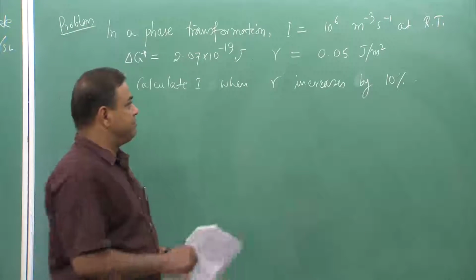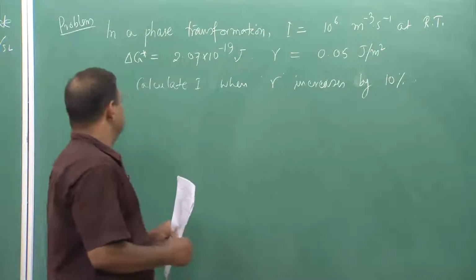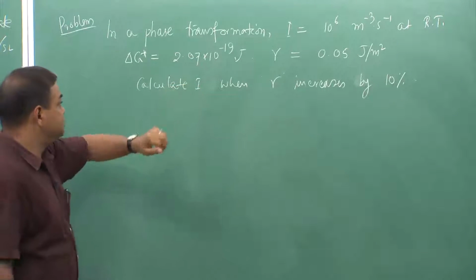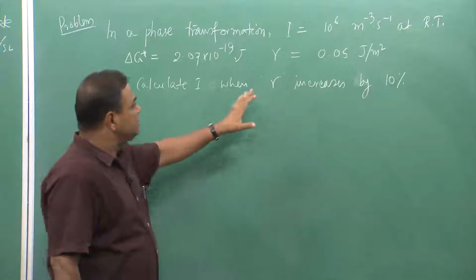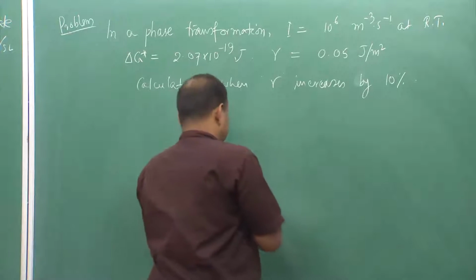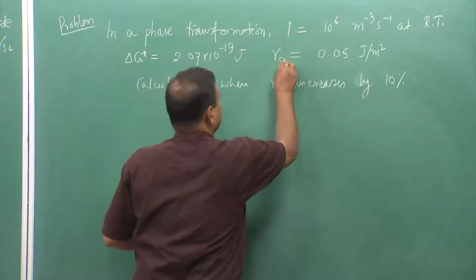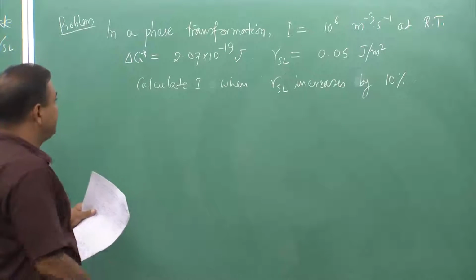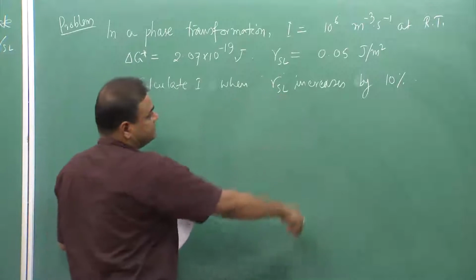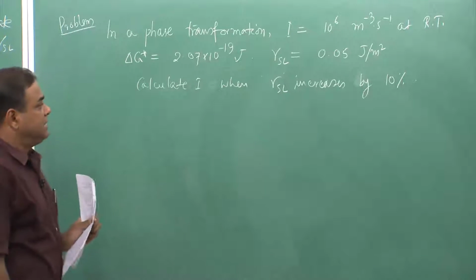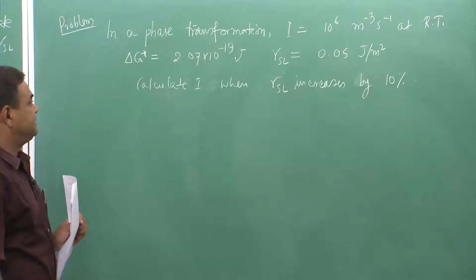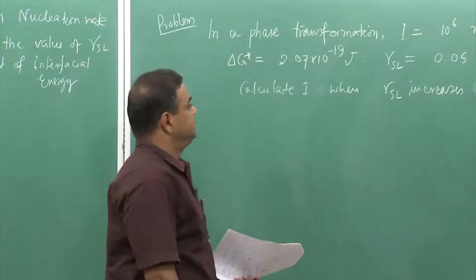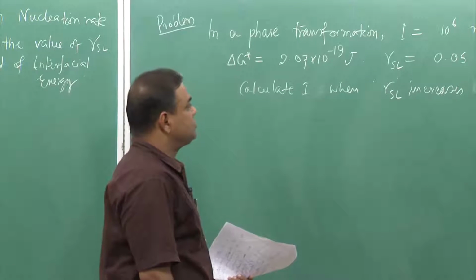And this is at room temperature, RT means room temperature, and del G star equals 2.07 into 10 to the power minus 19 joule, and gamma SL is 0.05 joule per meter square. Calculate I when gamma SL increases by 10%. It means that the transformation temperature, which is the melting temperature, does not change, and it is also at room temperature.